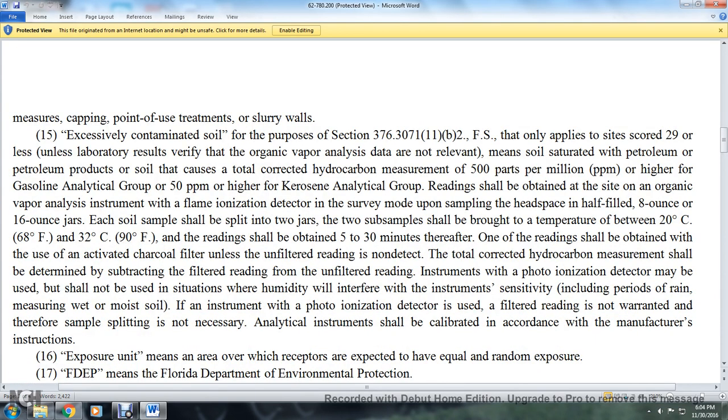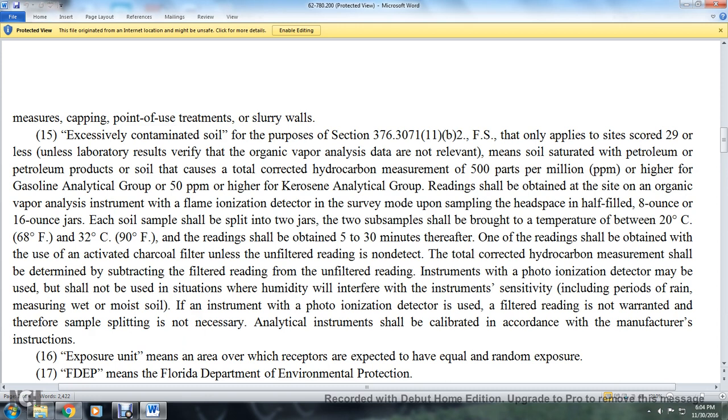Excessively contaminated soil, for the purpose of Section 373.3071.11(b)2, only applies to a site scored 29 or less, unless the laboratory results verify the organic vapor analysis data are not relevant. It means soil that is saturated with petroleum products. Soil is the cause of a total recoverable petroleum hydrocarbon measurement of 500 parts per million. The higher gasoline analytical group reading is 550 parts per million, and the higher kerosene analytical group reading should be attained with the site organic vapor.